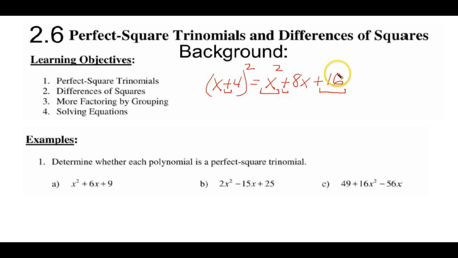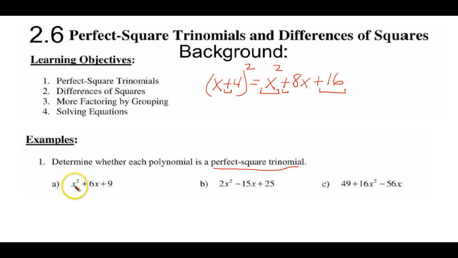Now, if we took the square root of 16, because we squared the 4, which gives us 4, and then doubled it, we'd get the 8. So this is the pattern we're looking for here. All they want to know is, are these perfect square trinomials? Because if they are, then they would factor nicely.